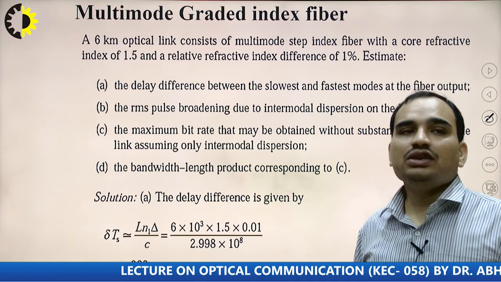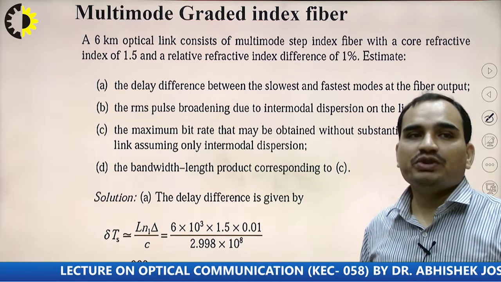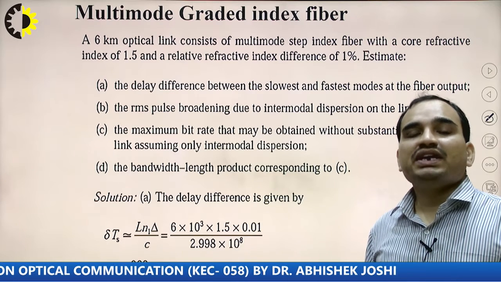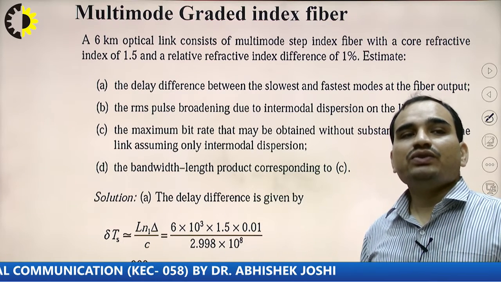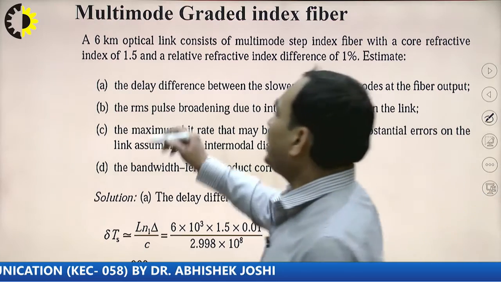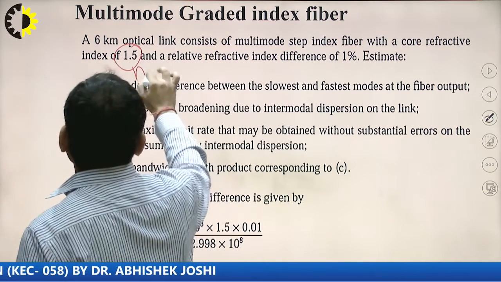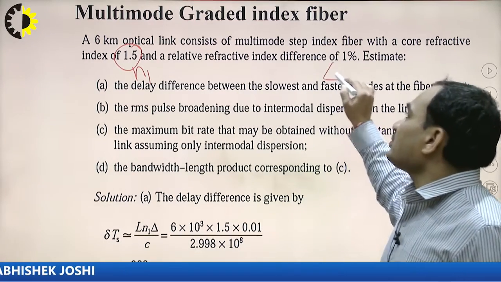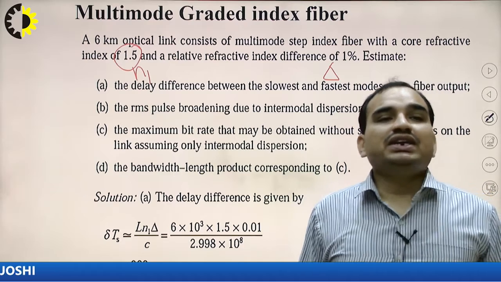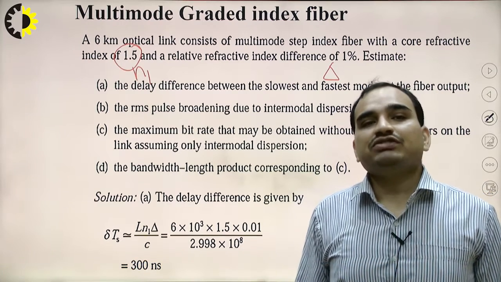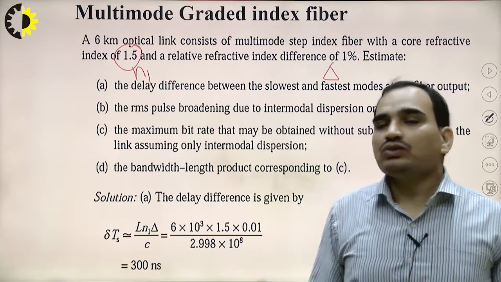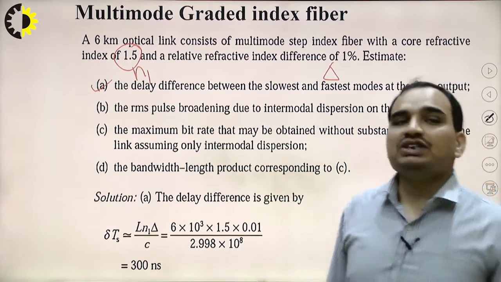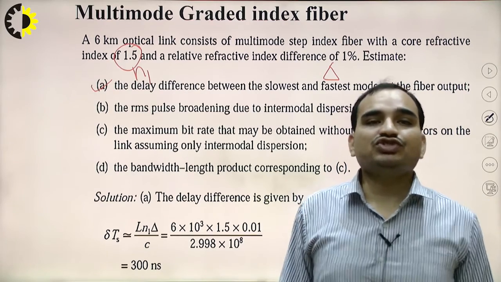So here is a numerical based on this. A 6 kilometer optical link consists of a multimode step index fiber with a core refractive index n1 of 1.5 and a relative refractive index difference delta, which is also given. First, estimate the delay difference between the slowest and the fastest mode at the fiber output. The second part, we have to calculate the RMS pulse broadening due to the intermodal dispersion on the link.